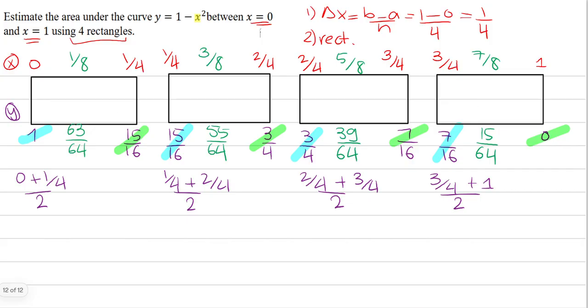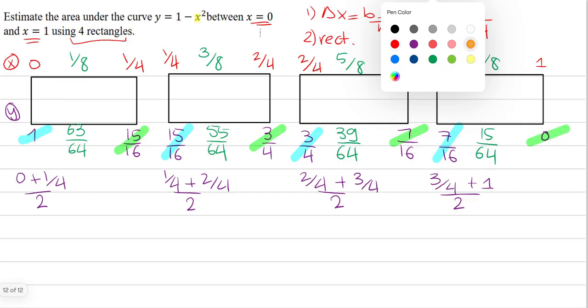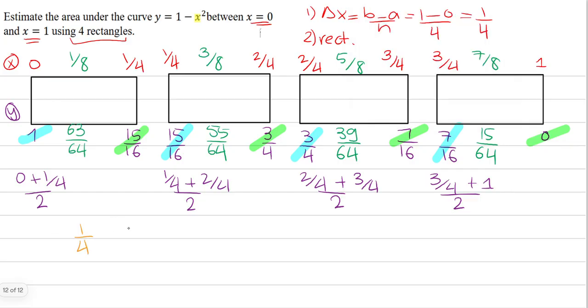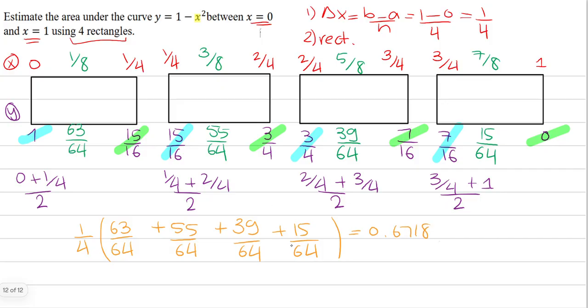Now, like the previous ones, but using the midpoints, I am going to do my delta x, which is 1 over 4, times the values of y, which are 63 over 64 plus 55 over 64 plus 39 over 64 plus 15 over 64. Once I solve that, I get 0.6718. Now, let's focus on the concept and not the final answer. So this is going to be the Riemann sum, where I use the upper sum, the lower sum, and the midpoint to estimate the area under the curve.